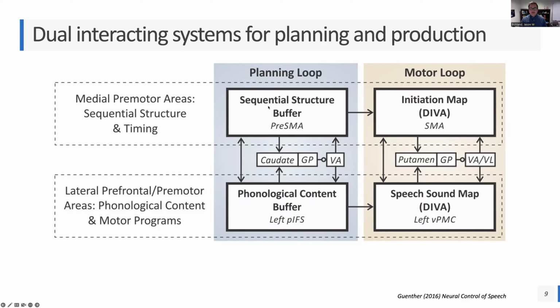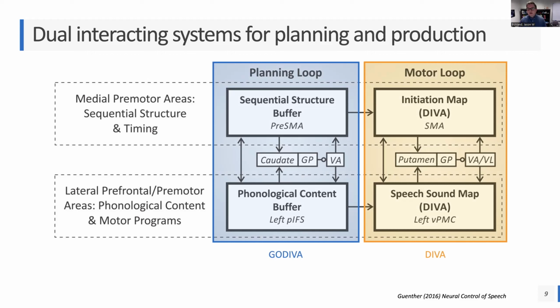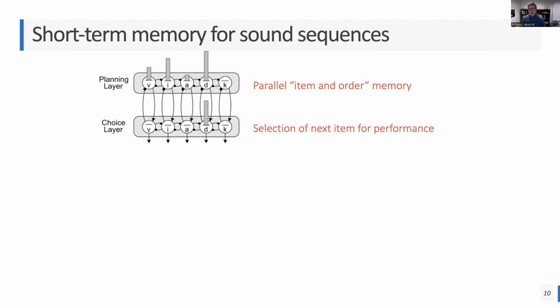We also have this breakdown into a motor loop that includes a lot of the machinery that has been hypothesized for a while now in the GODIVA model, and now also this kind of higher level planning representation, which essentially mimics what we hypothesized in the GODIVA model. So I just want to show you a little bit of how this model actually works underneath the hood. It hypothesizes that we represent the order of a forthcoming speech sequence through an activation gradient.